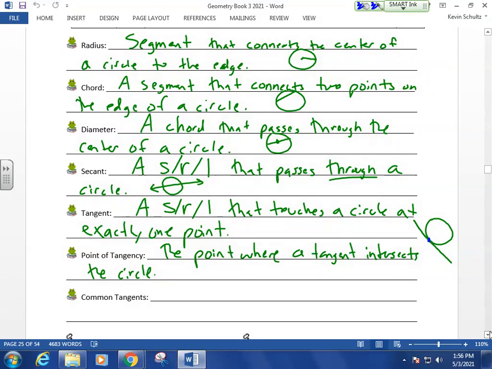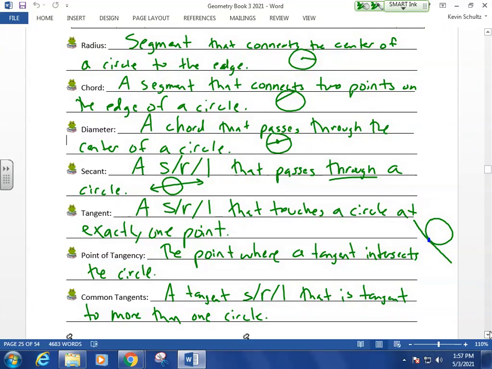Finally, common tangents would be a tangent segment, ray, or line that is tangent to more than one circle.